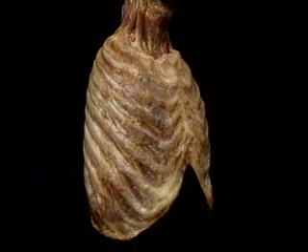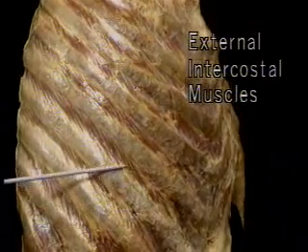Now that we've looked at the diaphragm, we'll move on to look at the muscles that produce movements of the ribs. First, we'll look at the principal muscles that produce inspiration, the external intercostals and the scalene muscles. Here are the external intercostal muscles.